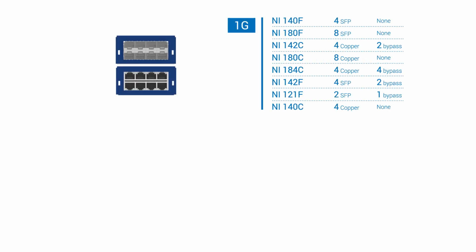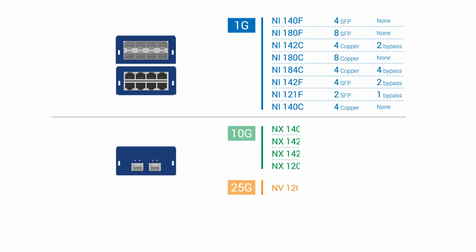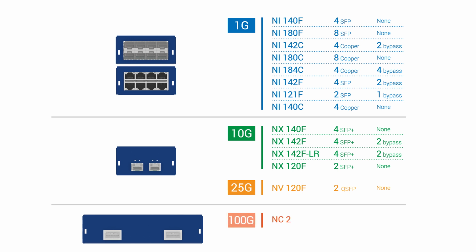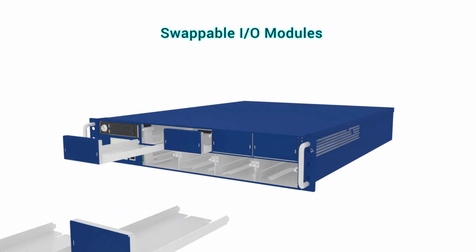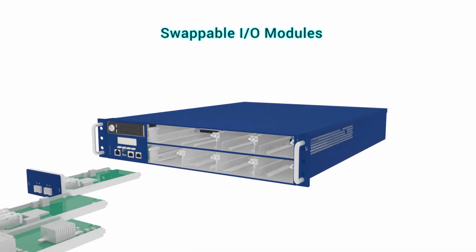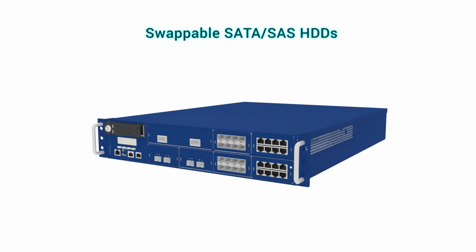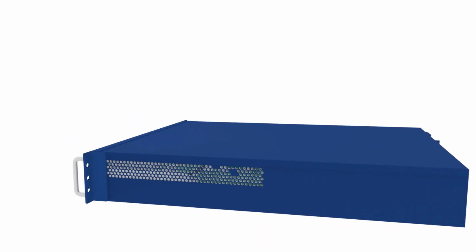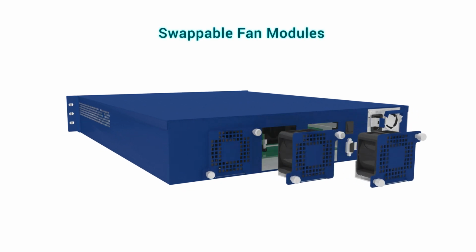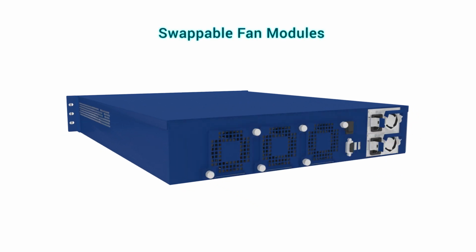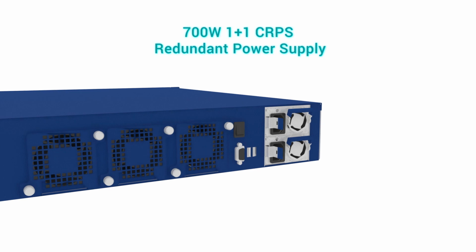NEXCOM also offers swappable LAN module options, 1 GB to 100 GB with different media interface options. NSA 7146 provides customers with flexible configuration options, such as swappable LAN modules, hard drives, fan modules, and power supplies.